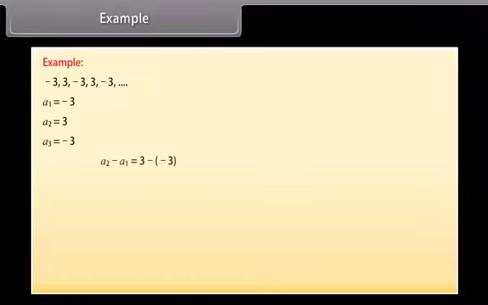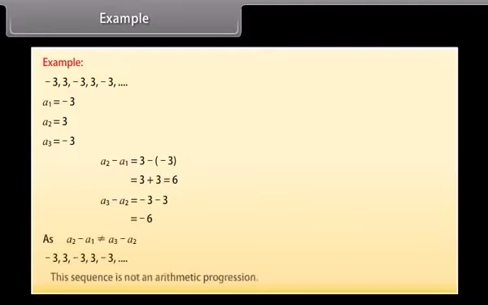Let us now solve some examples. Observe this sequence. We will find out whether these numbers form an AP or not. Here A1 is minus 3, A2 is 3, A3 is minus 3, and so on. Now let's find A2 minus A1, which is equal to 3 minus (minus 3), which is 3 plus 3, which is 6. Also, A3 minus A2 is equal to minus 3 minus 3, which is minus 6. As A2 minus A1 is not equal to A3 minus A2, the given sequence is not an arithmetic progression.